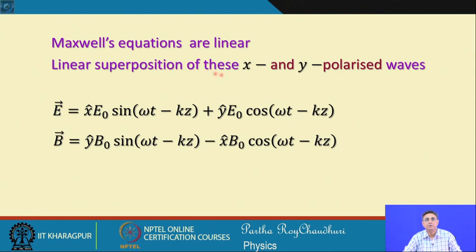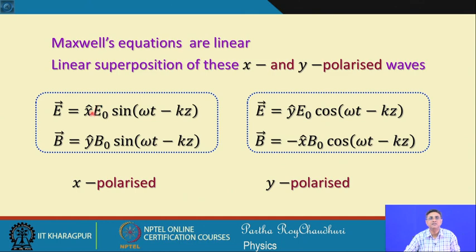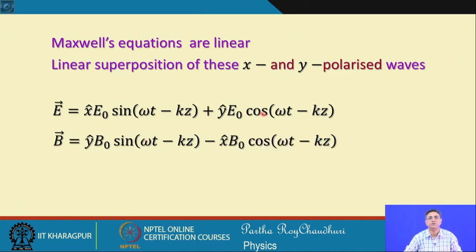The linear superposition of the x and y polarized waves will give you the total electric field E, equal to the x component from the x polarized part and the y component from the y polarized part. Similarly, for the magnetic field we can write these equations. Basically, these are taken from these two. I just take the linear superposition of this E and this E, so this quantity plus this quantity put together, and likewise for the magnetic field, this quantity and this quantity are put together to get this equation in this form.